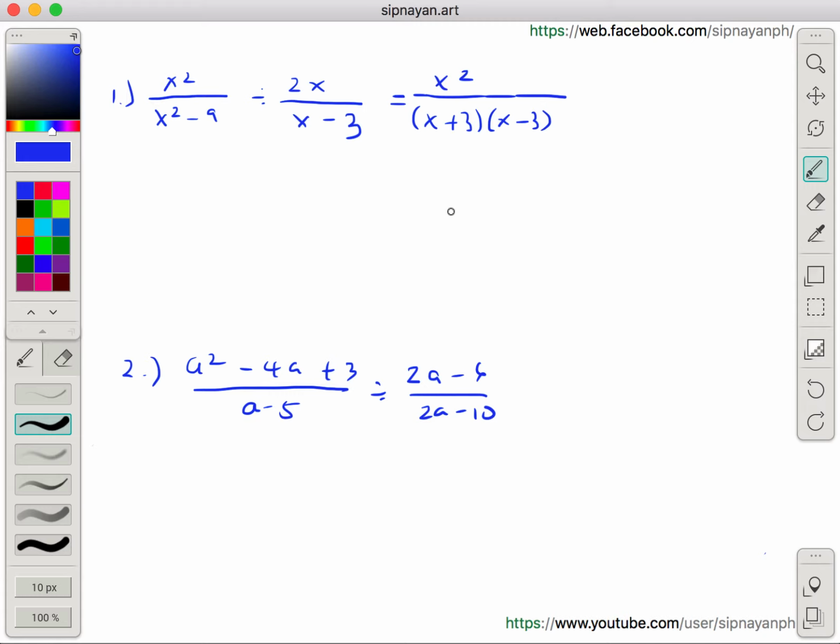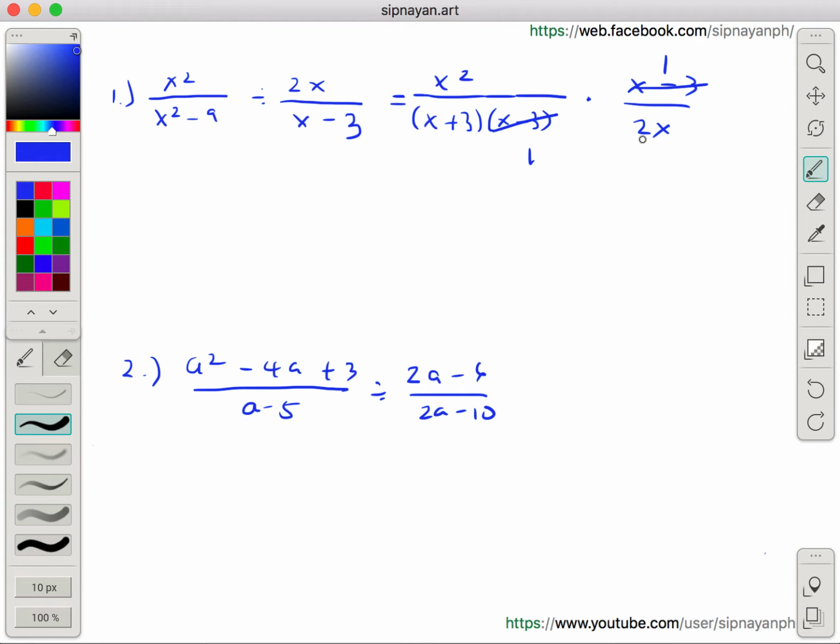So kung hindi nyo masyadong alam to, I suggest that you watch our video on factoring. Hindi ko na masyadong i-detalye kasi ang assumption ko dito is marunong na kayo mag-factor. And then after that, in division, we copy the dividend, which is this one, and then we change the division sign to multiplication, and then we get the reciprocal of the divisor. So magiging reciprocal, babalik rin natin siya, magiging x minus 3 over 2x. So pwede na tayo mag-cancel, magiging 1.